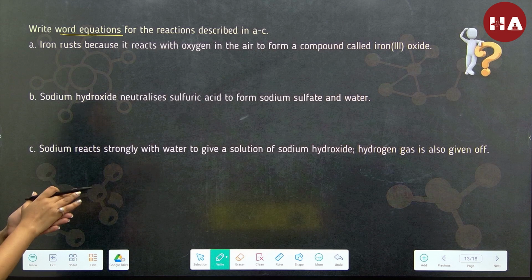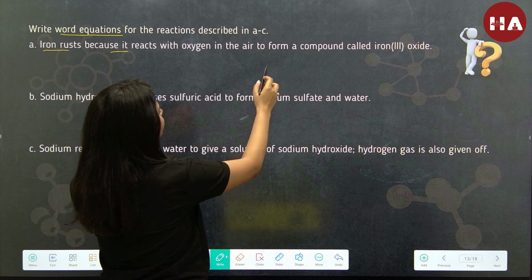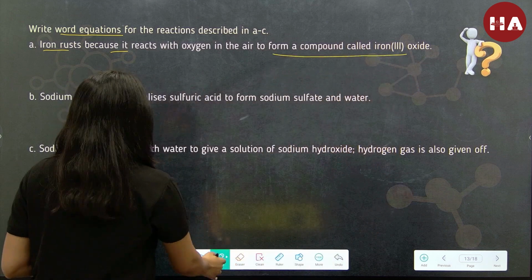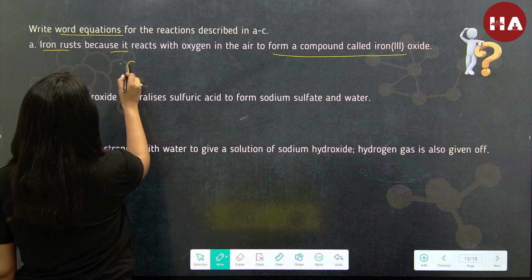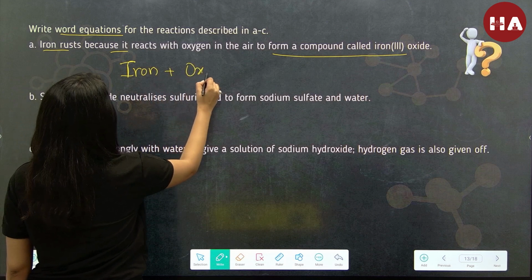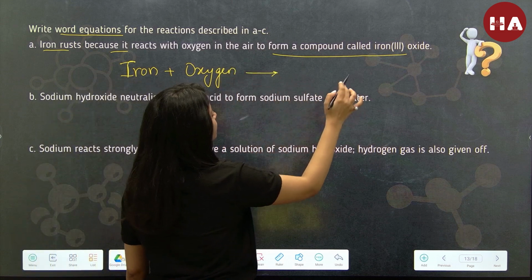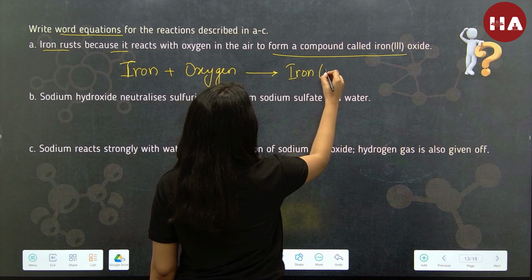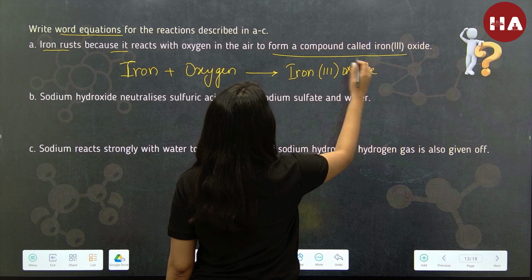So now let's begin. Iron rusts because it reacts with oxygen in the air to form a compound called iron 3 oxide. How do I write the word equation? Iron is being reacted, so iron reacts with oxygen. Oxygen gives a compound which is called iron 3 oxide. So simply we'll write iron 3 oxide. It is forming iron 3 oxide.